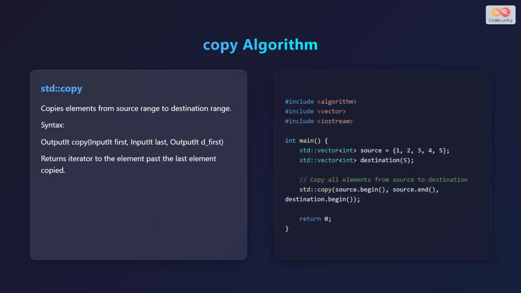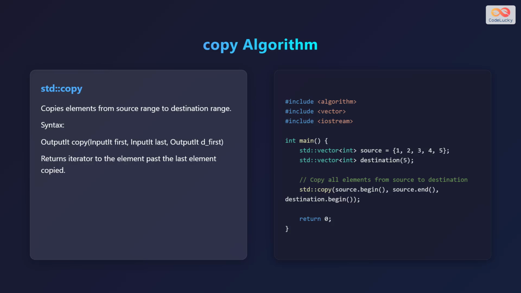Let's start with the copy algorithm. This algorithm copies elements from a source range to a destination range. The syntax for the copy algorithm is output iterator copy, with arguments input iterator first, input iterator last, and output iterator destination first. It returns an iterator to the element past the last element copied.